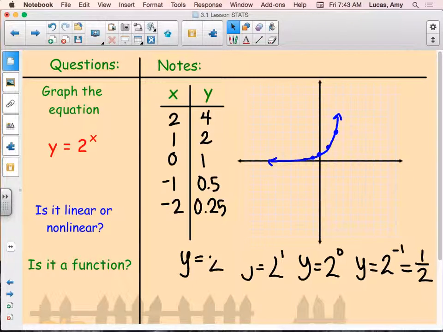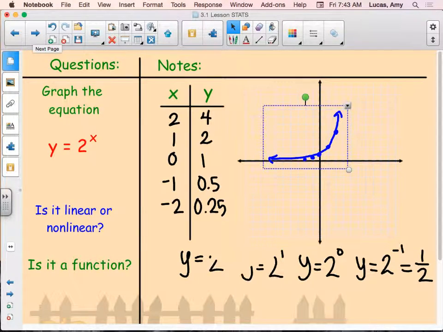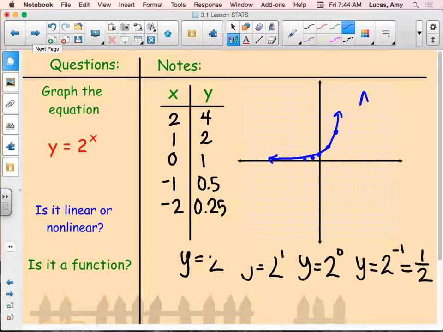It's kind of hard to draw with my smartboard with my marker being that thick. Move it up a little bit. There, that looks better. So it's going to get closer and closer and closer to that x-axis, but never actually touch it. So this is not linear again. So linear, no. But, like the others, it does pass the vertical line test, so it is a function.